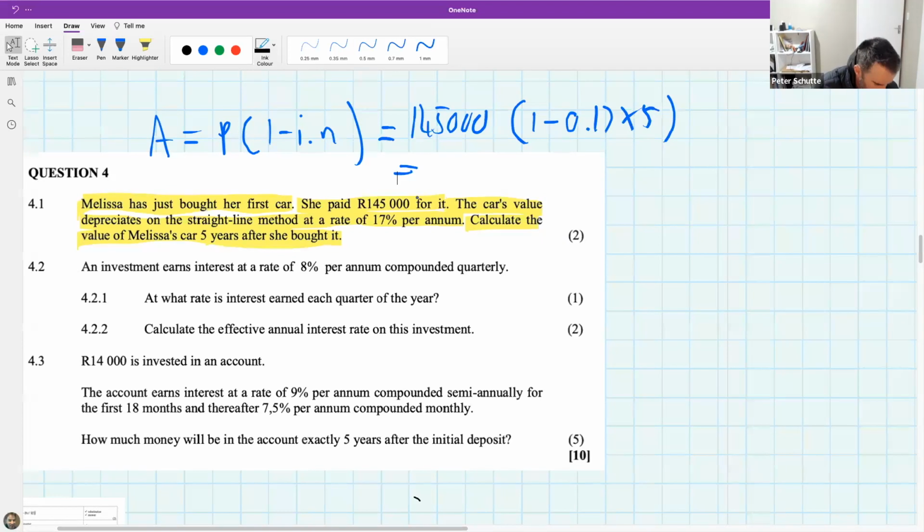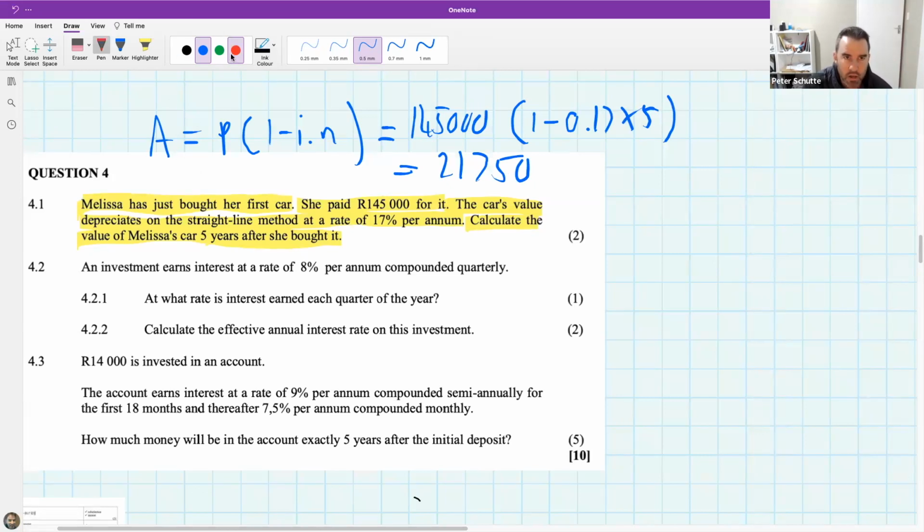So what do we get? What do we get? And once it was worth 145,000, but then after 5 years worth of depreciation, it was then worth 21,750. So it's lost a lot of value. Bonus question, or a little bit extra, how much depreciation has occurred on this car over 5 years? So you know how much it's worth after 5 years, but how much value has it lost? How much depreciation has there been on this car?